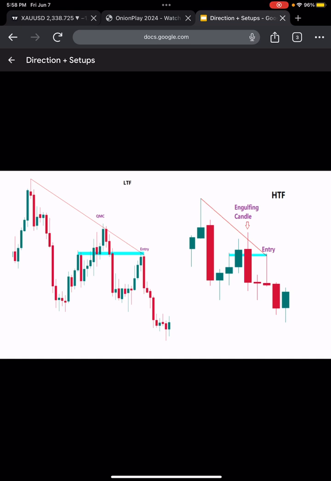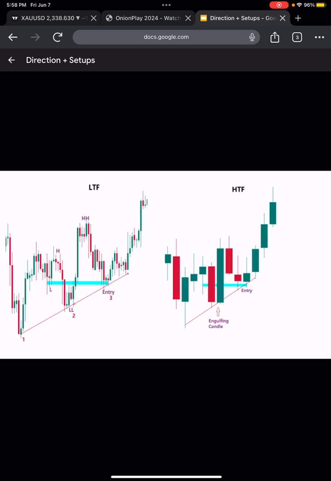So you have the high, low, higher high, lower low, and then you have the 3 points. First point, second point is the higher high, third point is the entry. Confirmation is at the higher time frame. Again, as always, the engulfing candle. So that's what the pattern looks like. Here's another example: low, high, lower low, higher high. Again, the second point on the trend line is the lower low, and then the third point is the entry. Higher time frame is the engulfing candle.